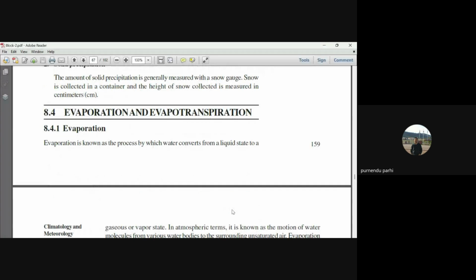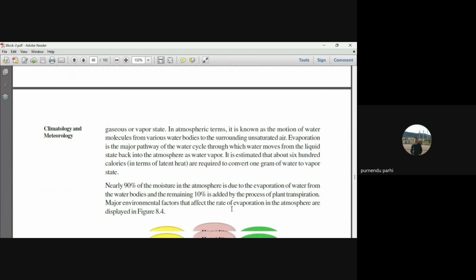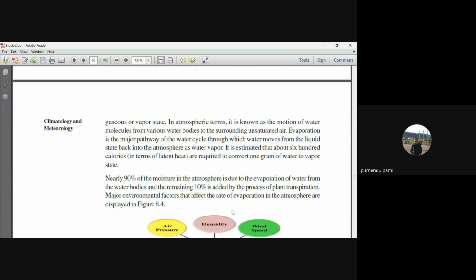Then evaporation and evapotranspiration. Evaporation is known as the process by which water converts from a liquid state into a gaseous or vapor state. In atmospheric terms, it is known as the motion of water molecules from various water bodies to the surrounding unsaturated air. Evaporation is the major pathway of the water cycle through which water moves from the liquid state back into the atmosphere as water vapor. It is estimated that about 600 calories are required to convert 1 gram of water to vapor state.